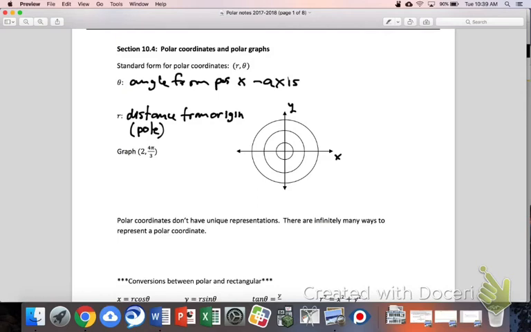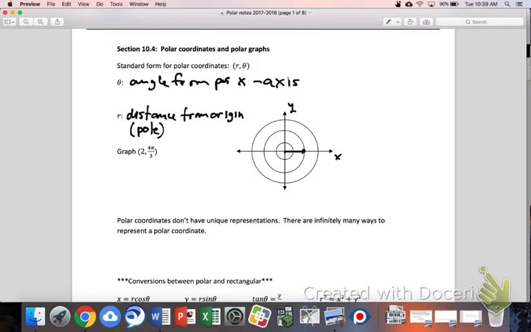So an example here, graphing 2 comma 4 pi over 3. What I typically think of here is I try to turn to the appropriate direction first, and then I'll move the 2 units in the right direction. So 4 pi over 3, let's think about how this would work. I'm facing this direction. That's going to be theta equals 0, right? That's our baseline direction. And I'm going to turn 4 pi over 3. And just like we've always done, we are going to turn counterclockwise.